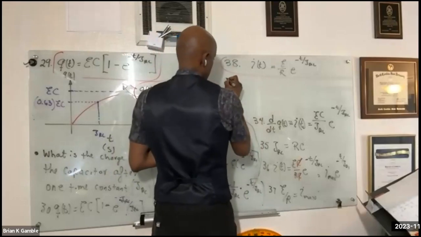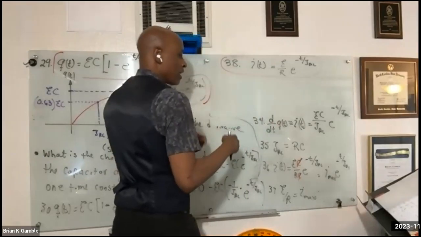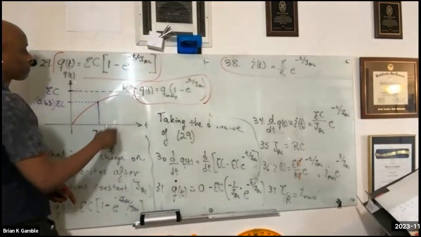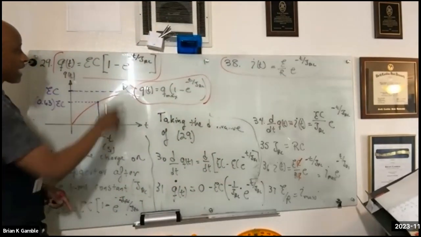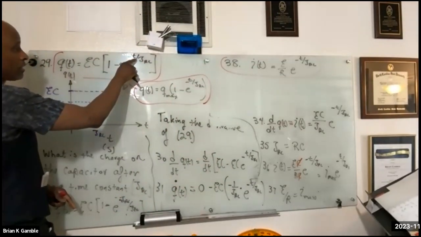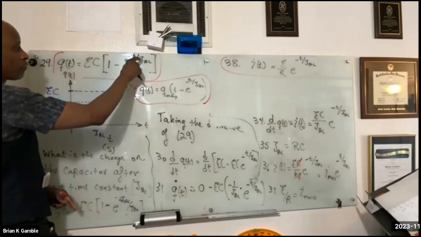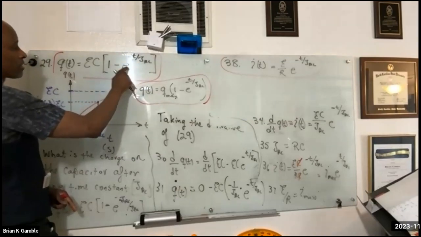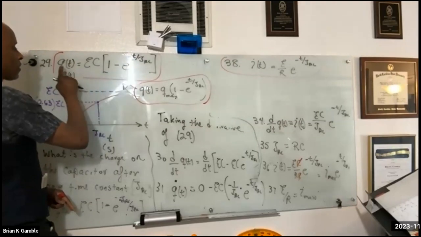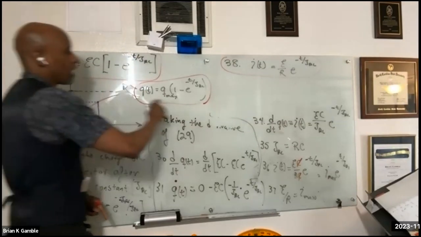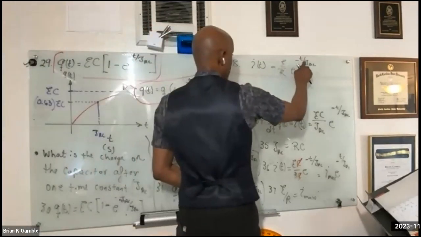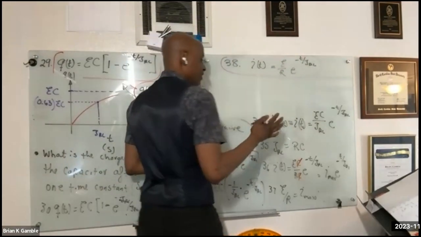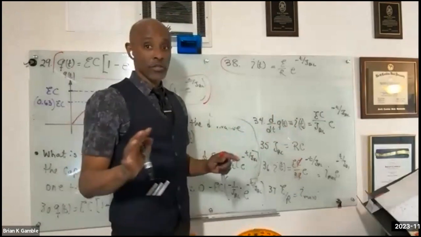Which is, like I tell you, when you close the switch, the current is the maximum, the charge is 0. You can see it here again. At t equals 0, e^0 is 1, and so 1 minus 1 is 0. So at t equals 0, Q_0 is 0. At t equals 0, I_0 is E over R, which is as it should be. So it's satisfying the boundary conditions.